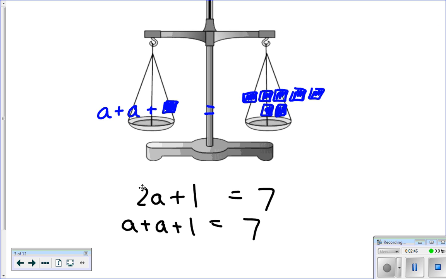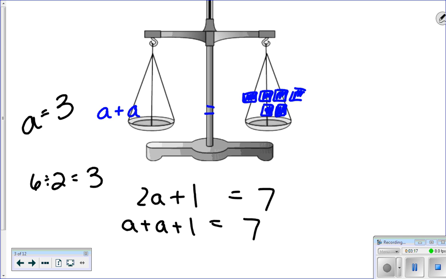You guys need a second? Good? So, if I want these a's by itself over here, what do you think I'm going to do with this guy right here? I'm going to take him away. But is my balance balanced? Because what do I have to do to that side? Take one away. Now, if I have 2 a's and then I have 1, 2, 3, 4, 5, 6, how can I figure out what one of those a's is? 6 divided by 2 equals 3. So 1a equals what? 3. Okay. I'm going to do another one.